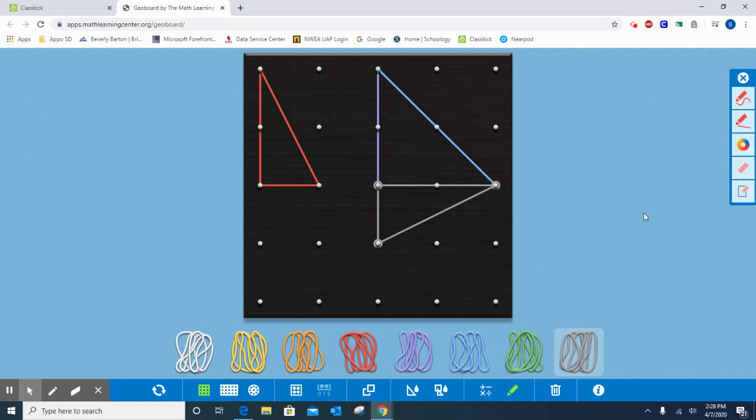Down here you could use the pen. Whoops. I could change that to like that. You can use the pen if you wanted to write what kind of triangle it was, or to show this is a right angle. So take a few minutes, go to your geoboard and practice making some triangles.